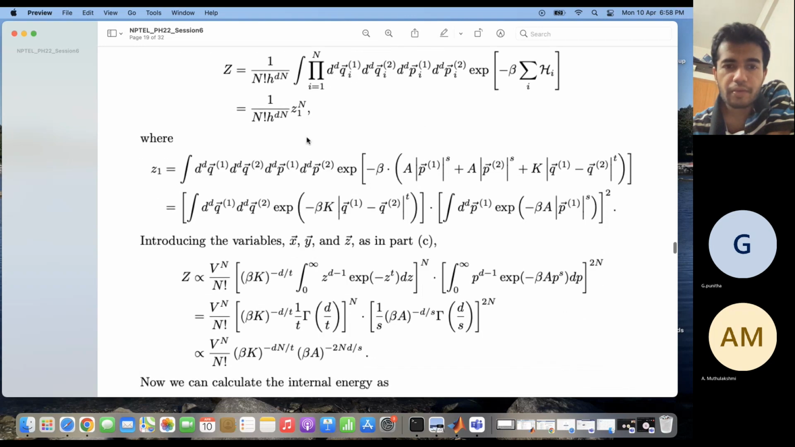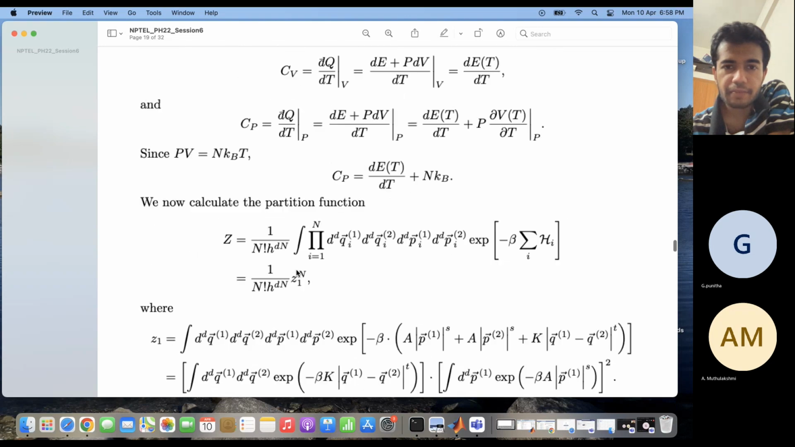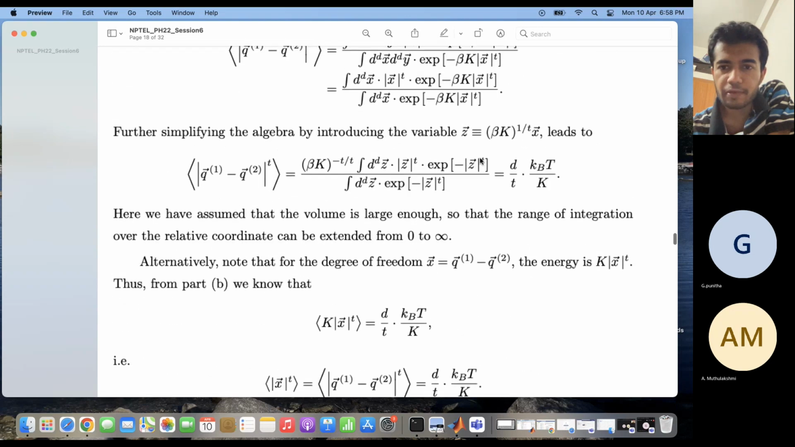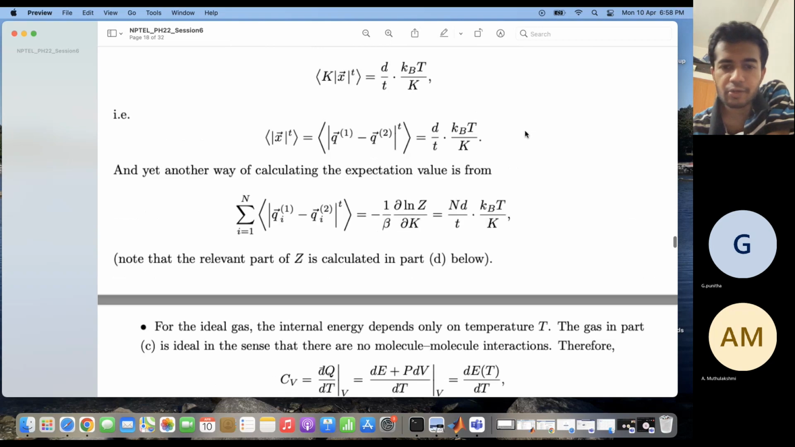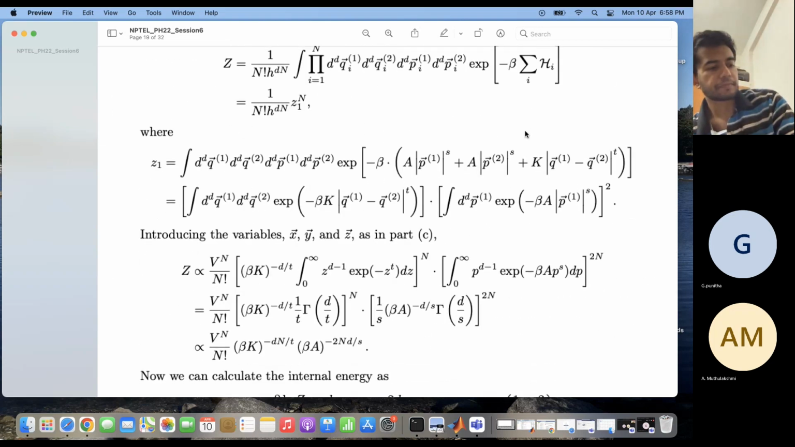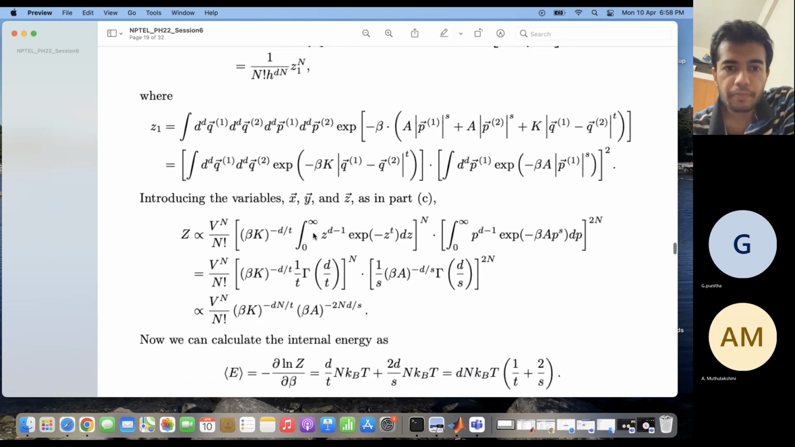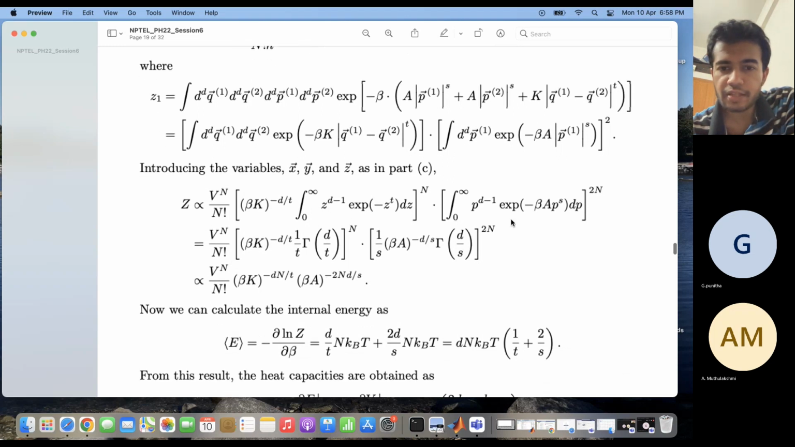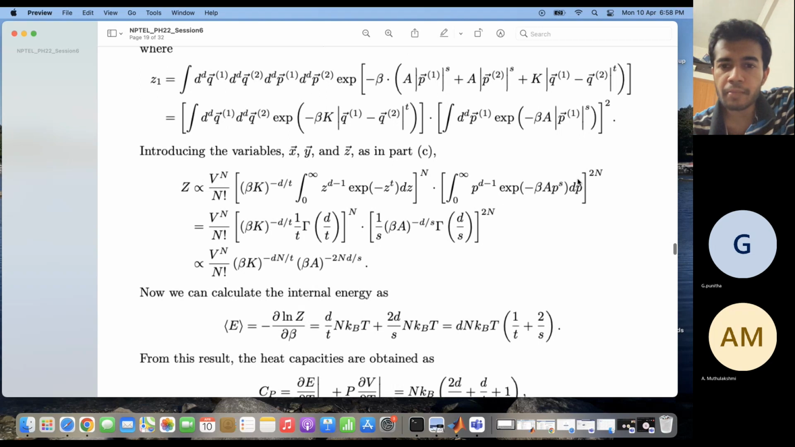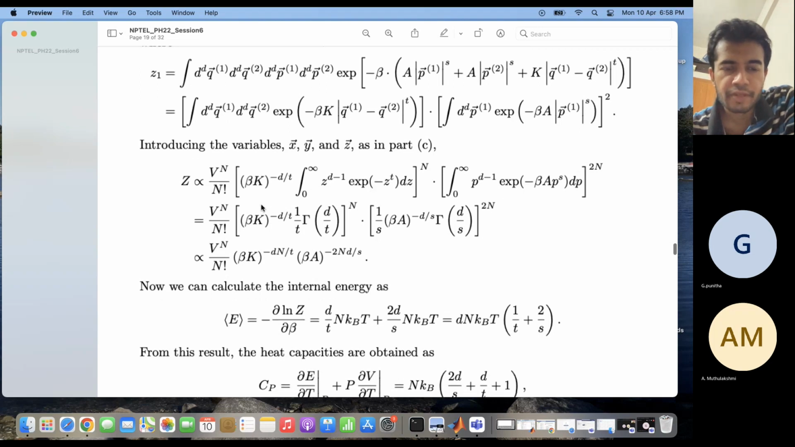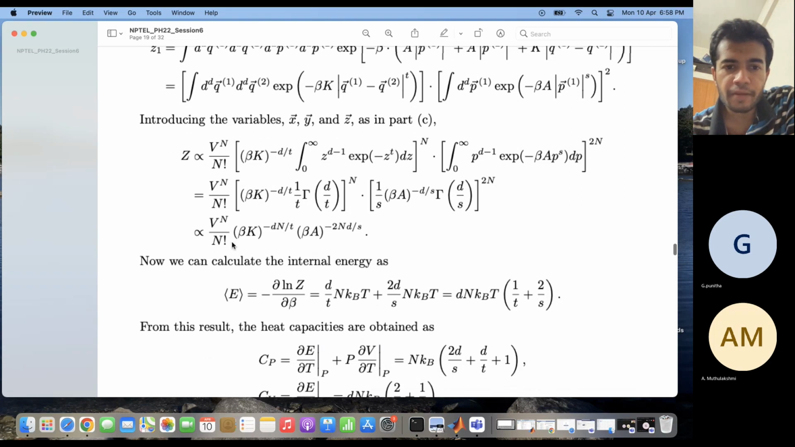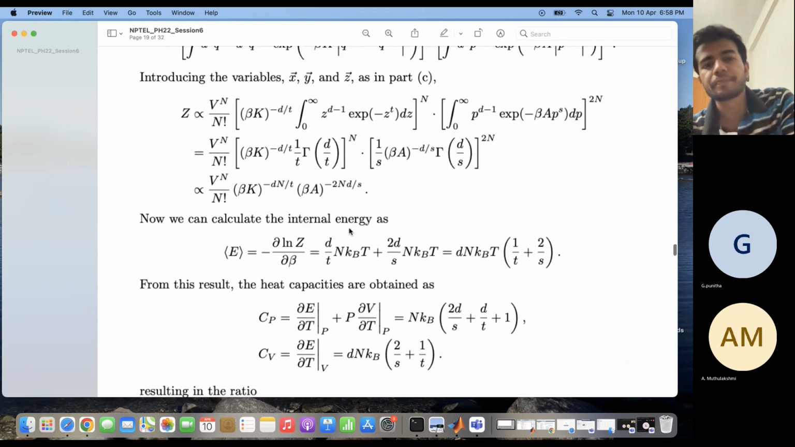So if I substitute in this expression, then the capital Z is proportional to V to the power N by N factorial into beta k. I make the substitution which I did over here, that Z is equal to beta k raised to the power 1 by t into x. If I put it over here, this turns out to be a Gaussian integral, and this is another Gaussian integral, and there are two N of these over here and N of these over here. So Z becomes proportional to V to the power N by N factorial into beta k to the power of minus dN by t into beta a to the power of minus 2N d by s.